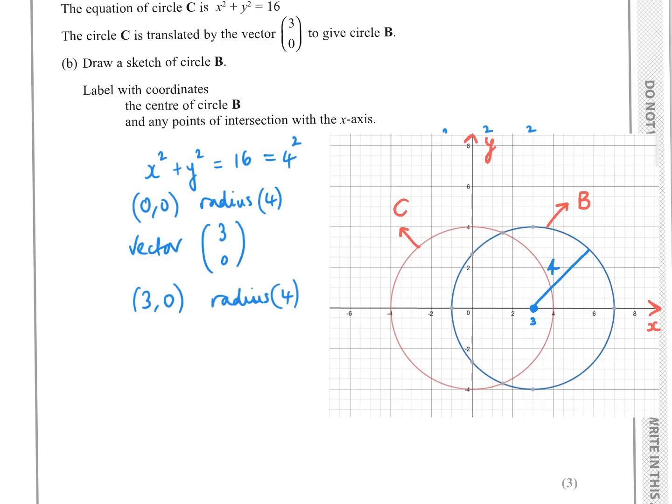okay, something like that. Make sure that you read the question through and notice here that it says any points of intersection with the x-axis as well. So here you'd write -1, 0, and here you would write 7, 0. I may as well write 3, 0 here as well to show the centre. Okay, so that's that question sorted out.